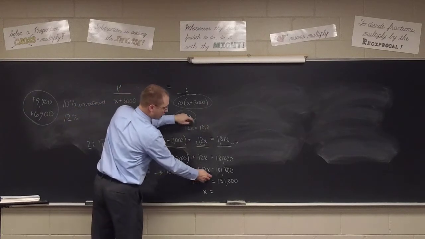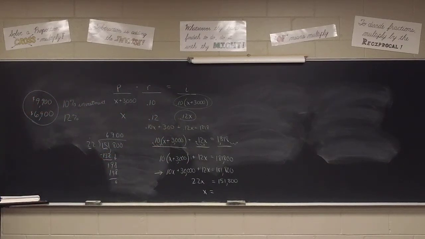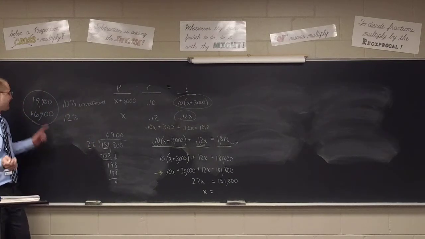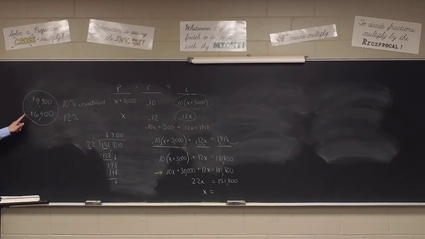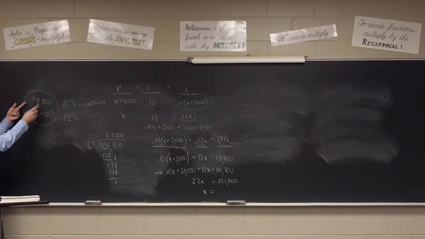Here, here, here, here. From there, combine, kick out the 30,000 to get 151,800 when you subtract it away. And then comes the fun part, right? The division. And we divide it out. End up getting $6,900. That's X. That's how much was invested at 12%. 3,000 more at 10% means $9,900. So this person who was investing apparently invested $16,800. Must be nice to have that kind of money. Questions on that?